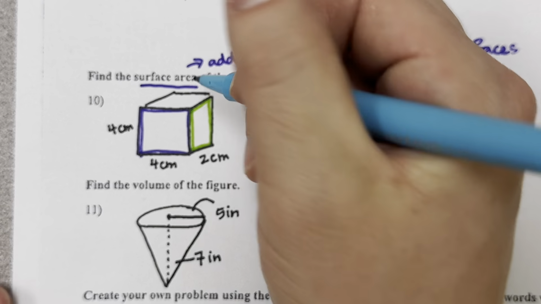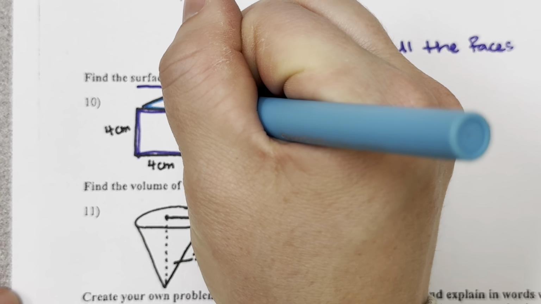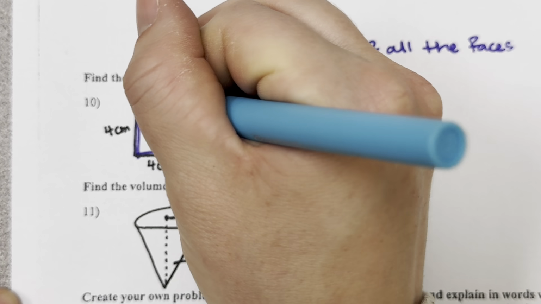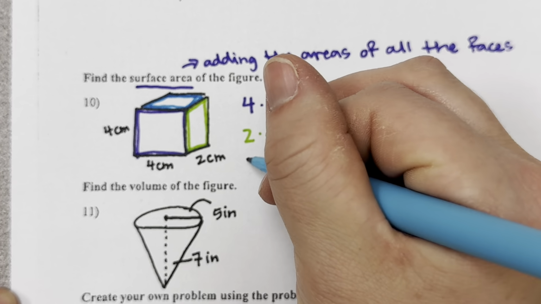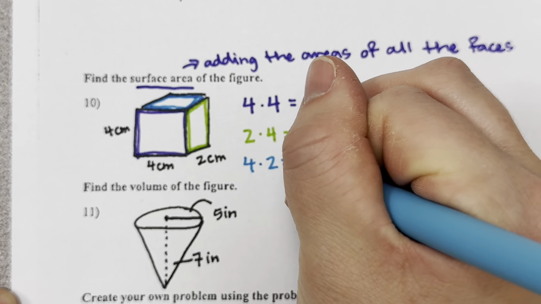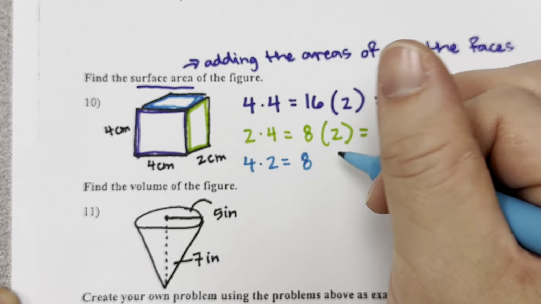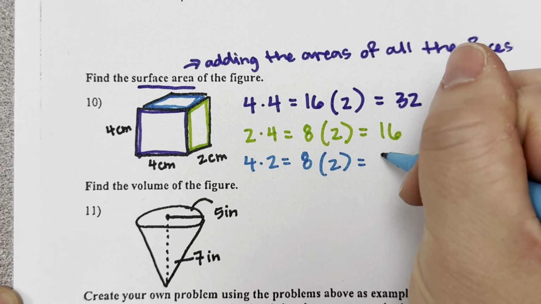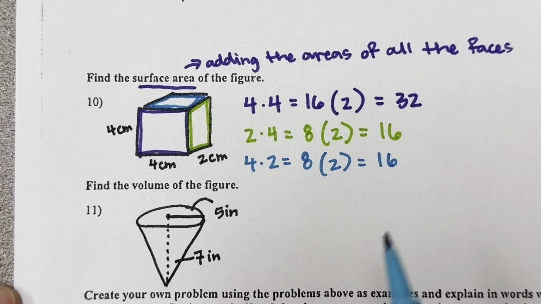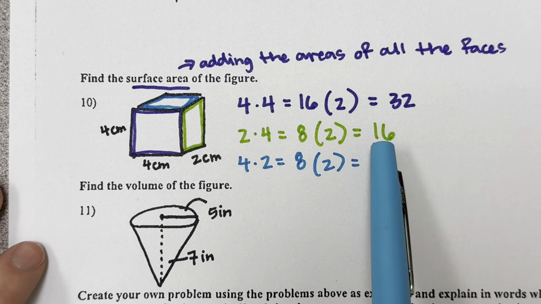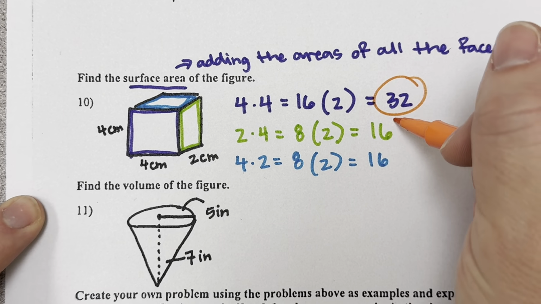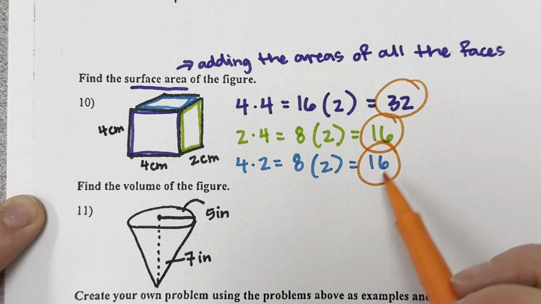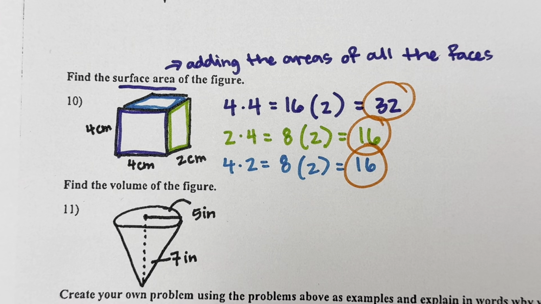And then I need to do the top and the bottom. So we'll go ahead and look at the top right here. Well, that would be 4 times 2, which would also be 8. There's a top and a bottom, so we need to multiply it by 2. 16. What you need to do to find your final answer is add all those areas together to get your final surface area.